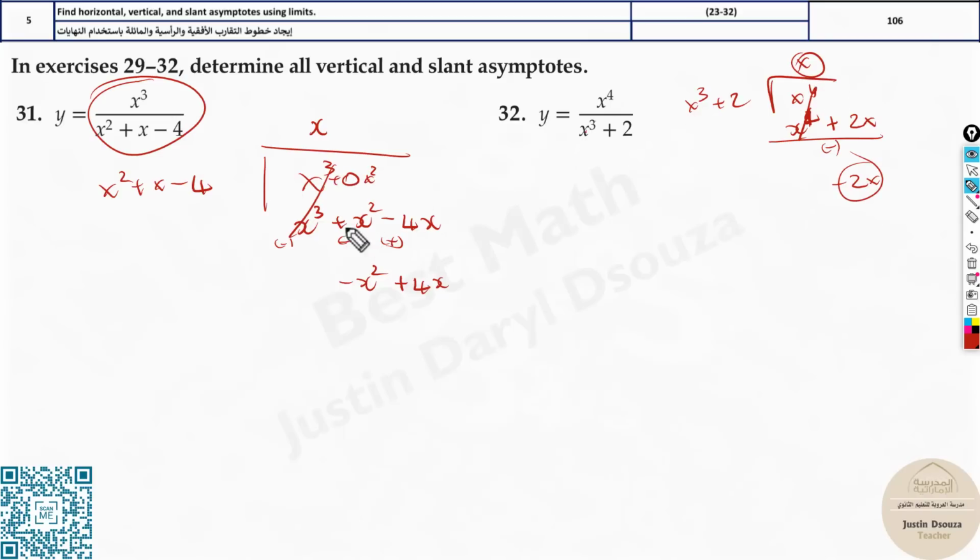0x squared, nothing is there. This term comes down. It will be minus x squared. So we still have to solve because this is the same degree. That means we have to solve. How much do you have to multiply x squared to get minus x squared? It's minus 1. So x squared times minus 1 will be minus x squared.